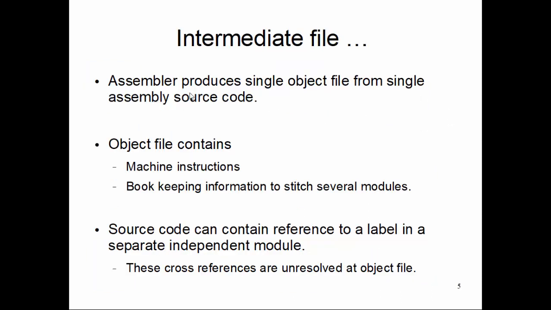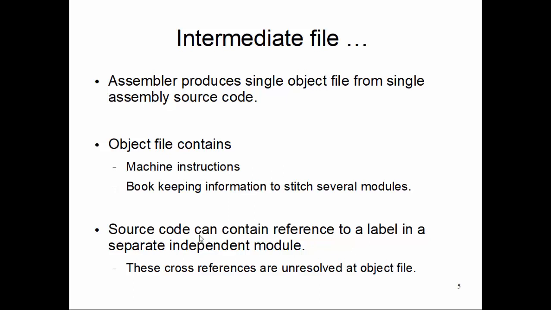So as we discussed, the assembler produces a single object file from a single assembly source code. The object file contains mainly the machine instructions and bookkeeping information to stitch several modules together. We'll elaborate on this part a little bit later. Source code can contain references to a label, so that's why cross references are resolved at the linker level.